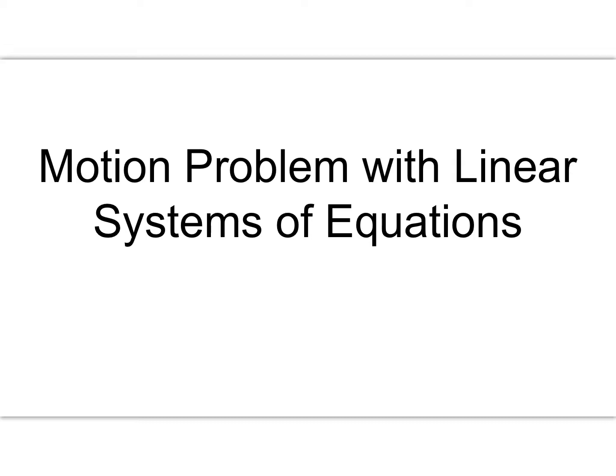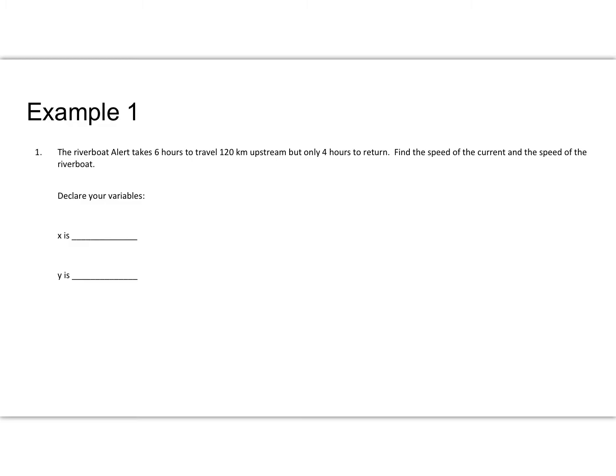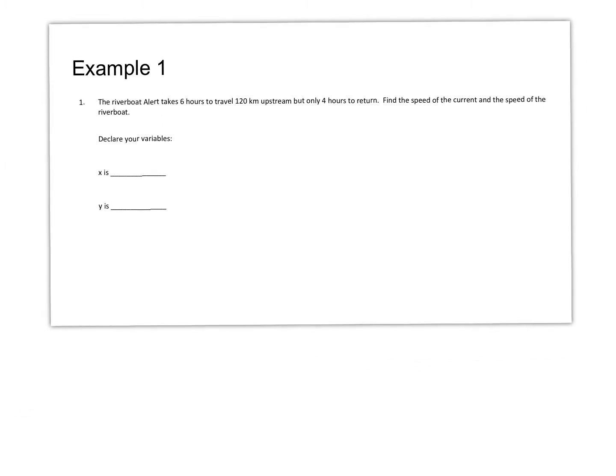Alright, so this time we're going to do motion problems with linear systems. Here we go. Okay, so the riverboat Alert takes 6 hours to travel upstream, but only 4 hours to return. Find the speed and the current of the riverboat.